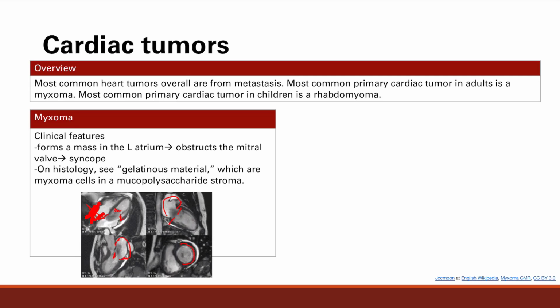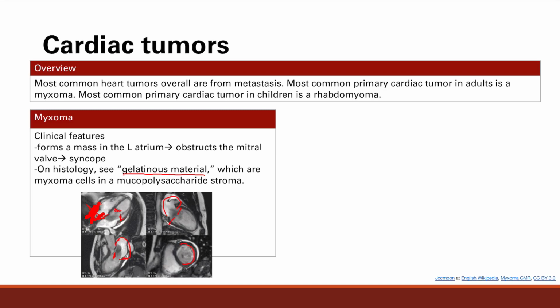This is the valve. You can obstruct the mitral valve, and what's going to happen? You're not going to push blood out of the heart. Blood's not going to go to the brain. And when your brain doesn't get enough blood, it's not going to have oxygen, so it's going to basically do a little shut off. So you're going to get syncope, that's basically losing consciousness. And in histology, what you see in a myxoma is a gelatinous material. This is myxoma cells in a mucopolysaccharide stroma. So it's gelatinous material in histology.